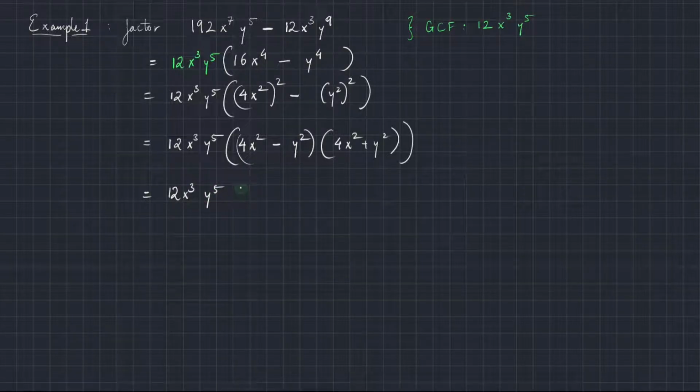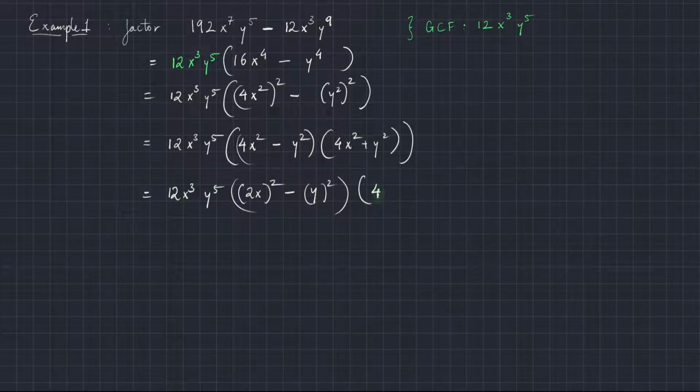Now 4x squared again was the perfect square of 2x, and y squared was the perfect square of y. Now this is not a difference of squares, even though 4x squared and y squared are perfect squares, because there's a plus sign in the middle. To factor a difference of squares, there has to be a minus sign. Remember, difference only means subtraction. So we just leave this as is, 4x squared plus y squared.